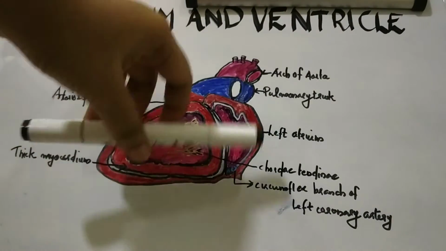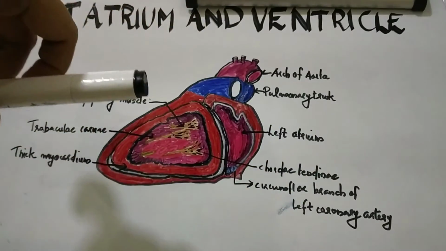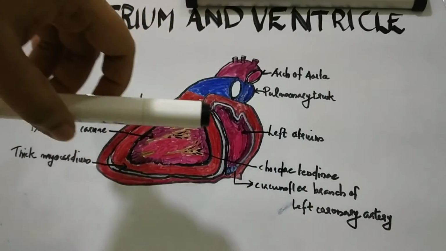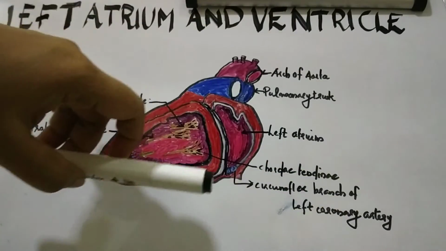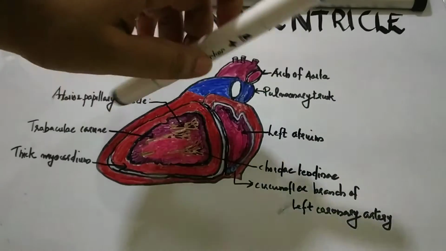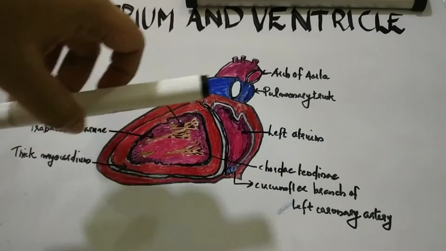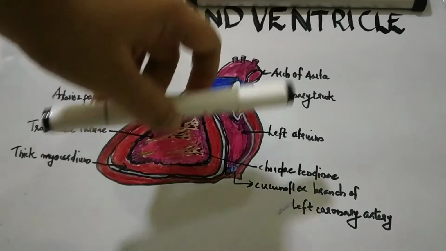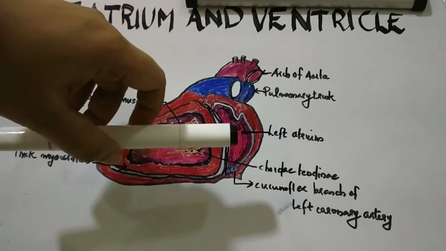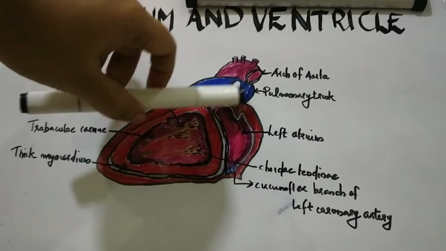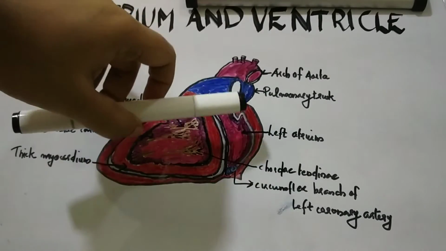So now we will discuss the features. The posterior wall of the left atrium forms the anterior wall of the oblique sinus. If you want to know what the oblique sinus is, please check the video where I describe the pericardium. The anterior wall of the left atrium is formed by the interatrial septum that separates the two atria, that is, the right and left atrium.